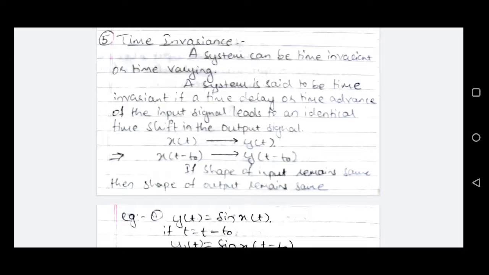Now this time invariance means only the shift is in the independent axis. Either the signal will be delayed or advanced. The overall shape, the expression of this signal will remain the same. If the shape of the input remains the same, then the shape of the output should also remain the same. Only the shift should occur in time. If the input is delayed, output should also be delayed, and if the input is time advanced, output should also be time advanced. If these conditions are satisfied, then a system is said to be time invariant.